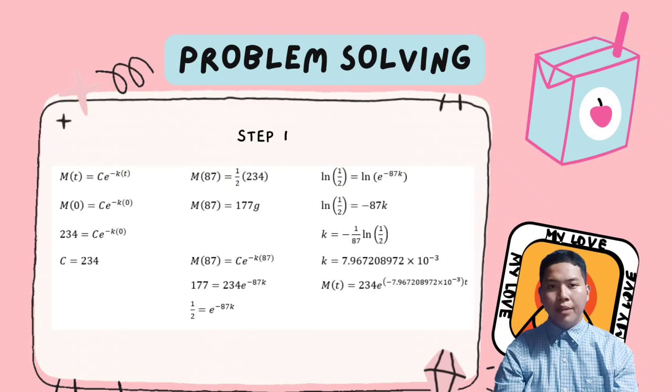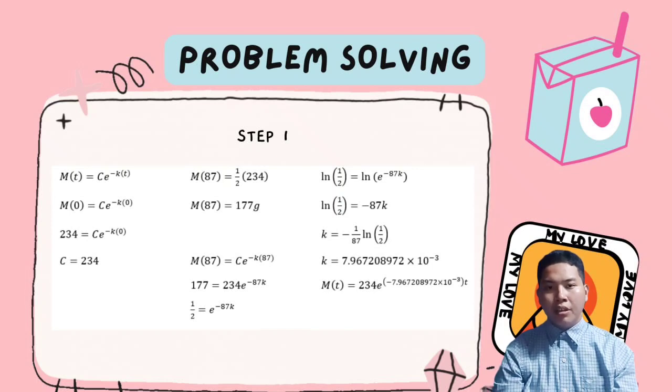For the solution, the first step is to find the expression of M(t), which uses t, or time, as its variable. So we need to find the value of the constants in the equation. Firstly, let's look at the first column where we need to search for the value of the constant C. By inserting the initial mass 234 and time t equals 0, we get the value of C, which is 234.